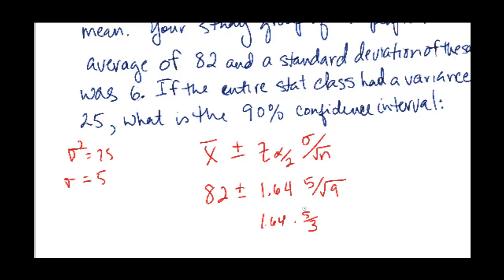And we reach for the calculator. 1.64 times 5, enter, divided by 3, enter. 2.733.